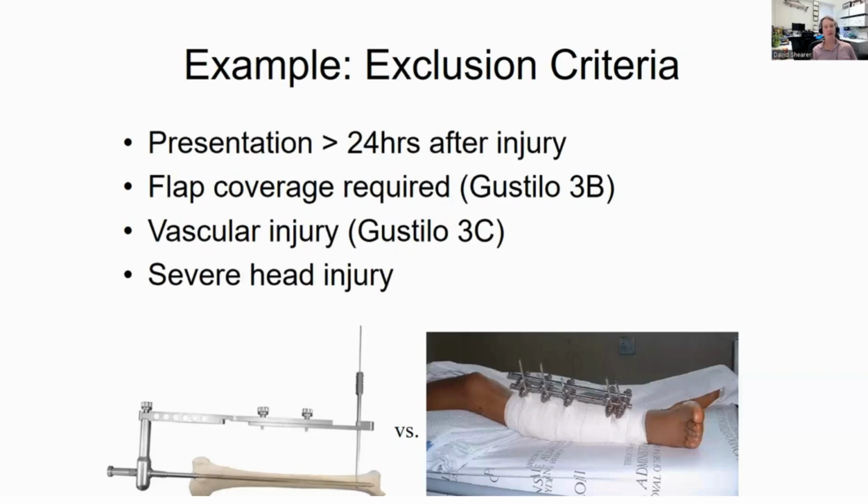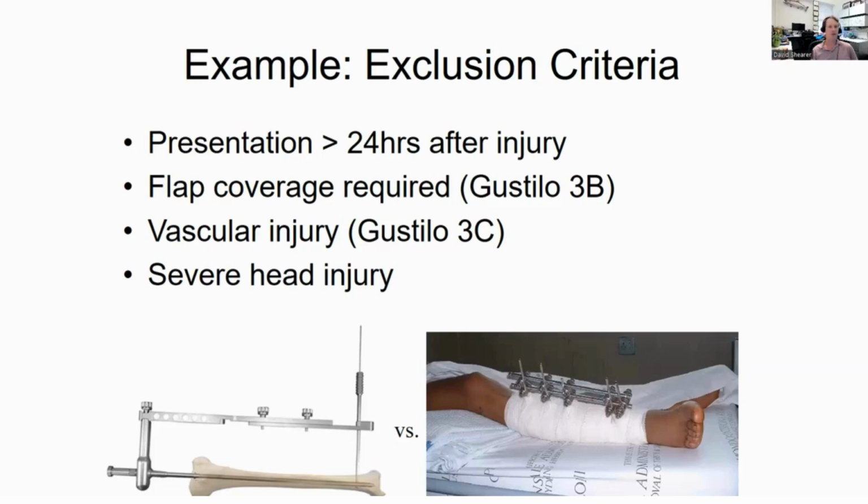So these are the things that once we've identified those patients, we're going to gather some additional information and use these criteria to exclude some of them who might not be good for our study. So one example might be patients who present very delayed. In this case, we chose 24 hours, but it could be a bigger delay. The concern being that if somebody's so delayed and has a very contaminated fracture, we may not want to put a nail in those patients.